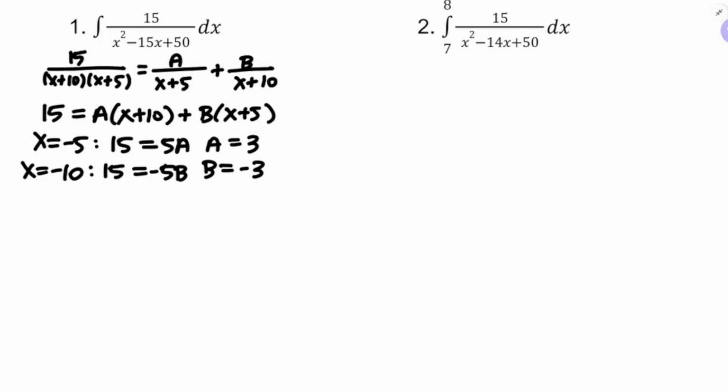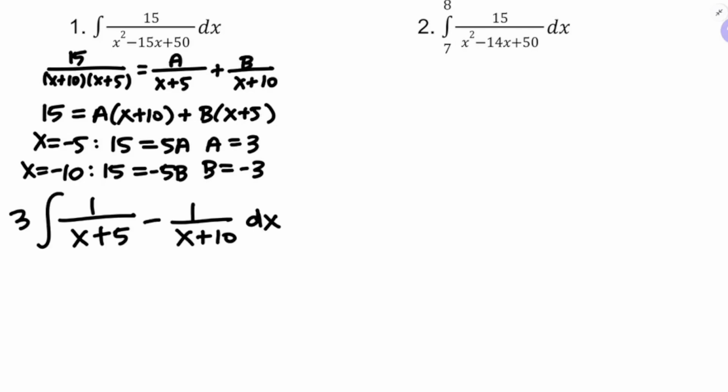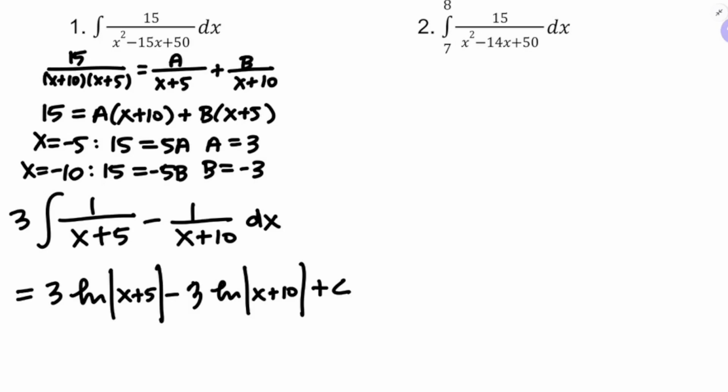Okay, so I rewrite my integral. Now I can factor out the 3 if I want, but you don't have to. Then I'd have 3 natural log of absolute value of x plus 5, minus 3 natural log of absolute value of x plus 10, plus C. You could factor out the 3 or distribute it through like that, and it really doesn't matter.